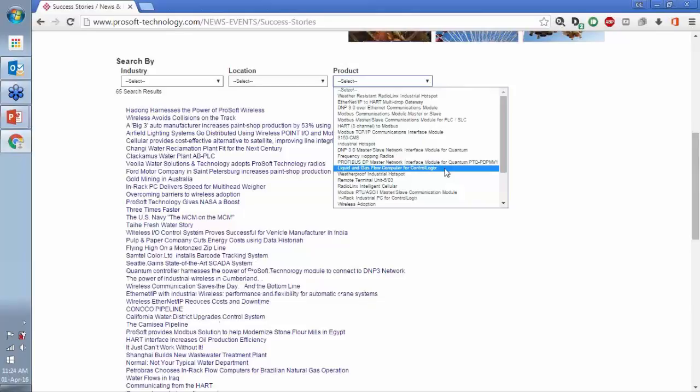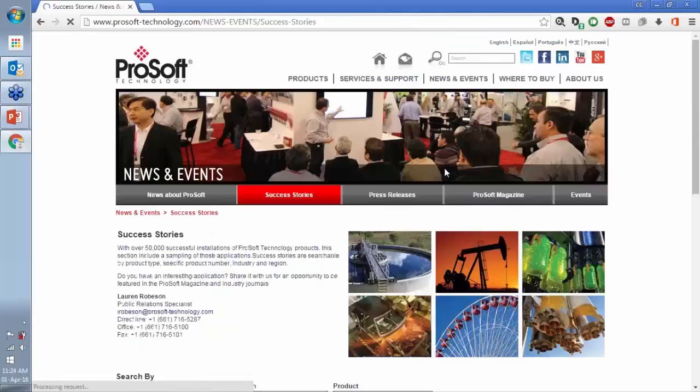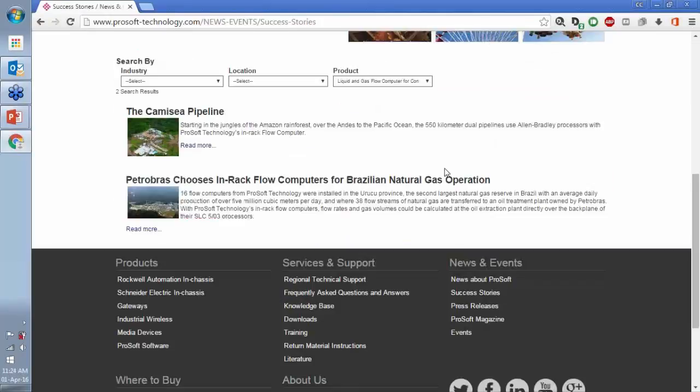If you go to liquid and gas flow computer, you'll see that there are 2 solutions down here. One of them talks about the PEMI pipeline, which I believe was in Peru, South America. Anyway, the story's in there. The other one is with Petrobras, the Brazilian national petroleum company. We've got a huge installed base in the US. Unfortunately, we haven't written any stories on that. And I believe Queensland Gas down in Australia also uses the EAFC a lot.